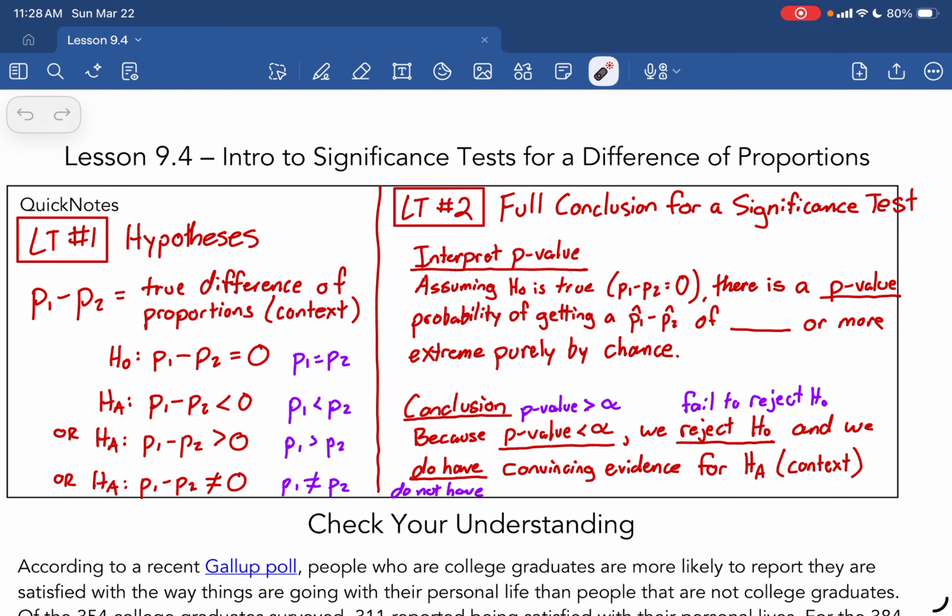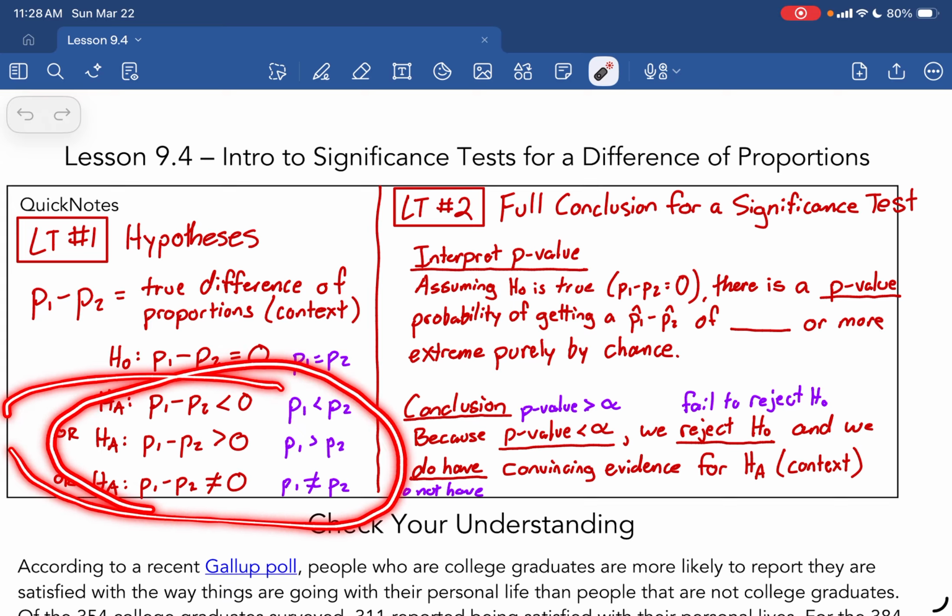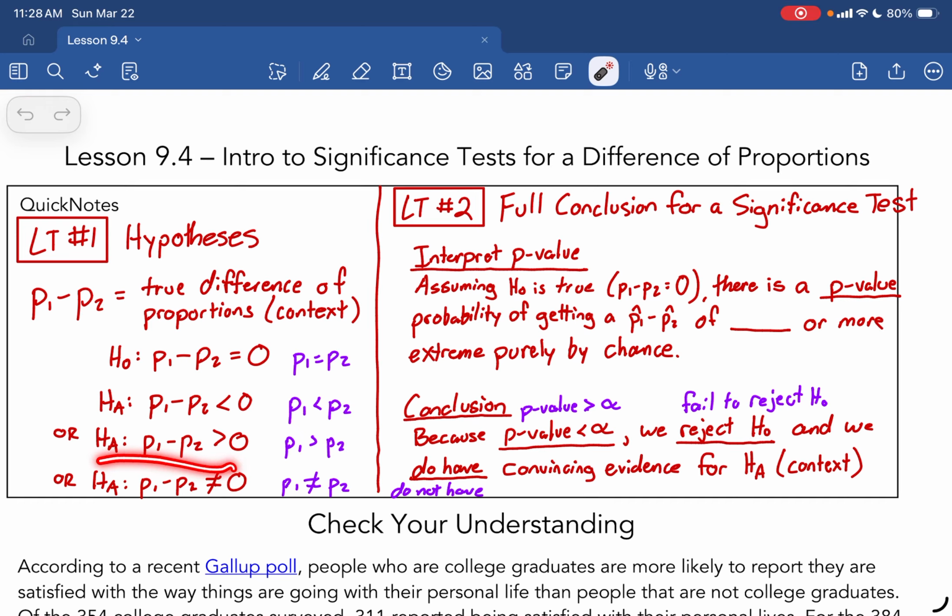Our hypotheses, again, P1 minus P2, true difference of proportions. Your null is always going to be that P1 minus P2 equals 0, or that they're the same. And then you have to, based on the context of the situation, determine what is our alternative here. This last one is a two-sided one. The first two are just one-sided.